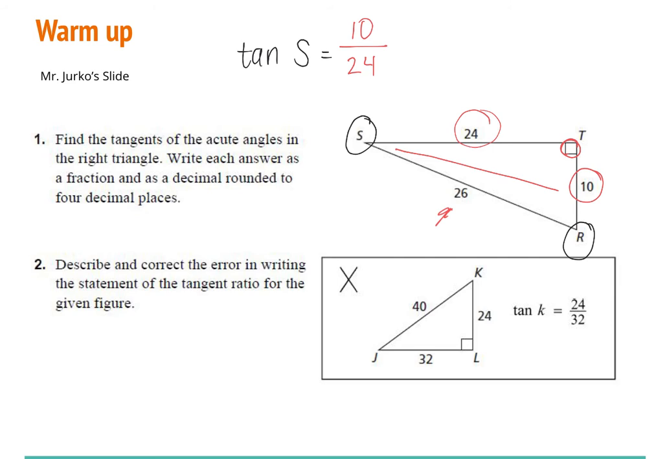Now, if we take 10 and we divide it by 24, let's see what we get. So go ahead and pull out your calculators. You're going to need them for today's lesson. Let's clear everything, and let's do 10 divided by 24. That gives us 0.41666, repeating. So if we rounded this, it would be 0.4167.